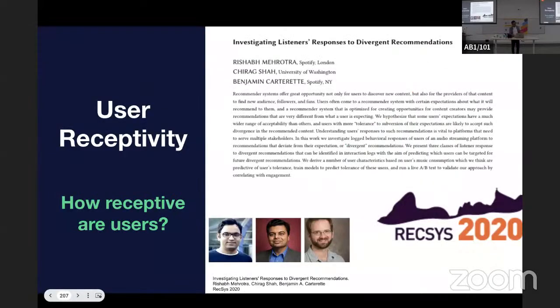Let me give you another example. Something which we did at RecSys 2020, user receptivity. One of the insights I had was that, look, I've been a Spotify user for 12 years. No matter how bad the recommendations I get, I'm not going to go away. What's the worst they could do? Recommend me some bad music. It's fine. I love the product anyway. Not because I'm an employee, but because I've been a paying customer since my Bitcoin days. So some users are very tolerant. They're not going to go away.